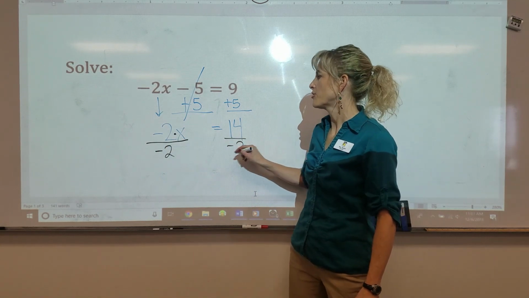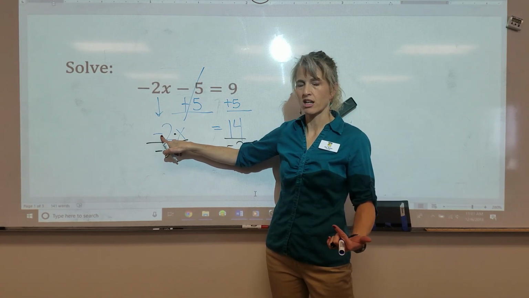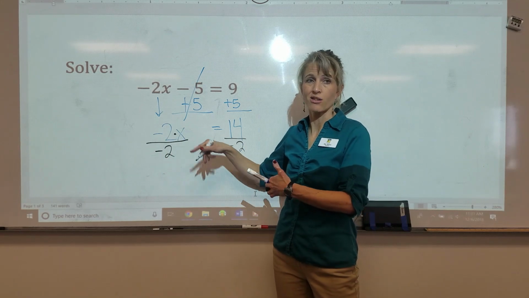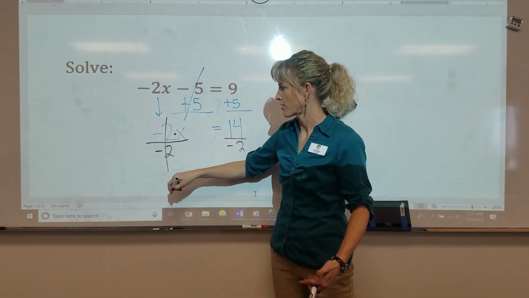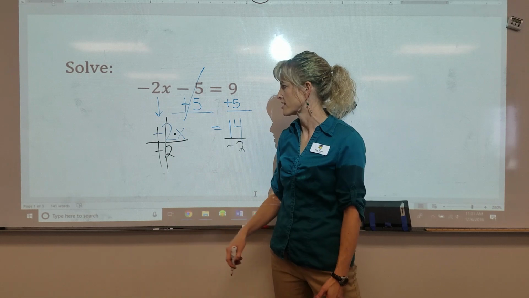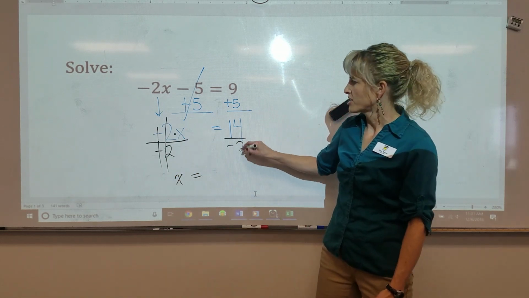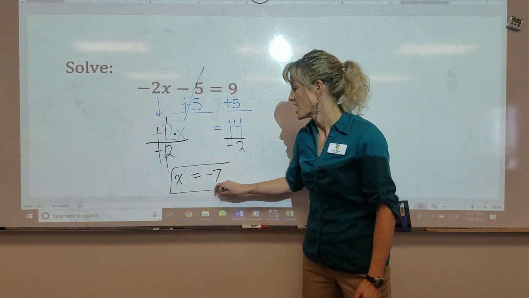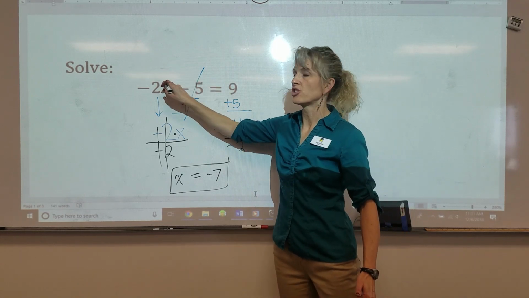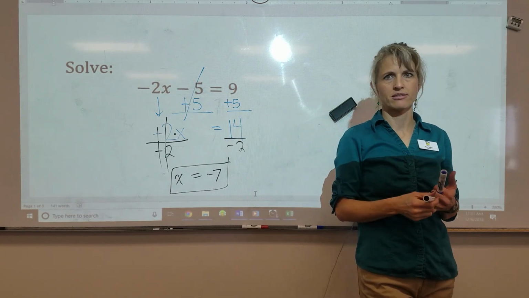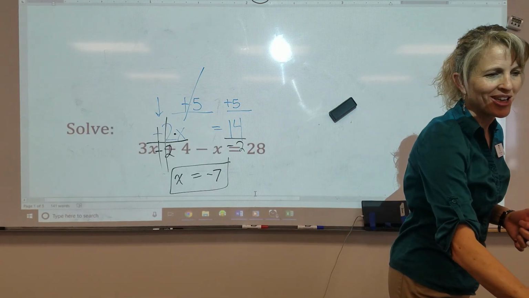Awesome. Negative because I want to also get rid of the negative. I don't want that there. I need just plain x. I don't want negative x. So I have to get rid of both of those and the signs. They both turn to positive. x is now alone. 14 divided by negative 2 is negative 7. Done. And you could put that negative 7 back in to check your answer. Questions? All right, let's do another one.